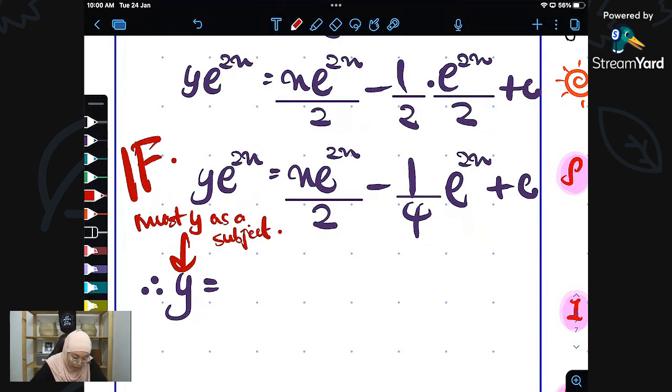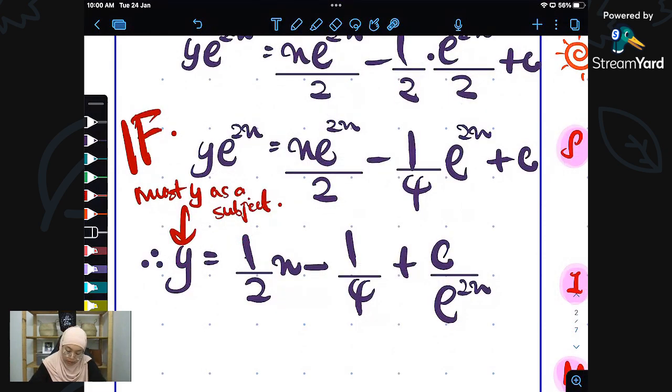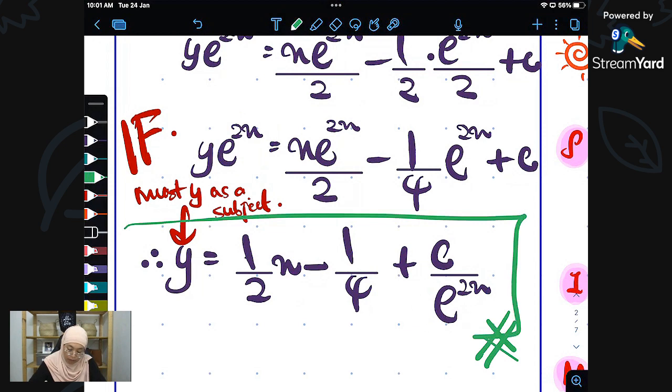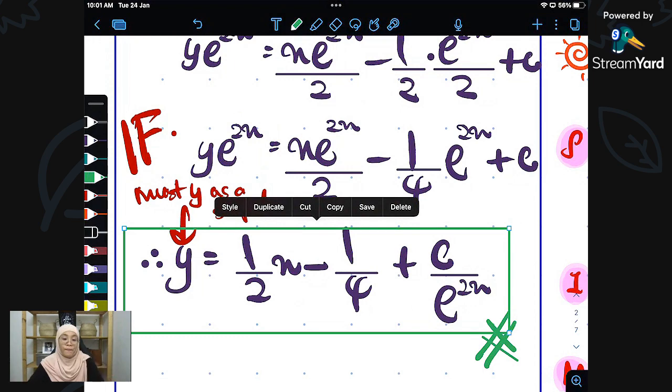So, y is equals to 1 over 2x minus 1 over 4 plus c over exponent 2x. Yeah, c over exponent 2x. Kenapa? Sebab kita divide every term with exponent 2x, therefore kita ada di bawah ni lah. And so that's it. This is the final answer for integrating factor kind of concept.